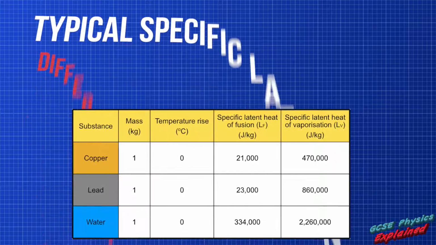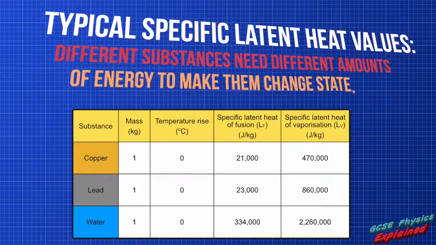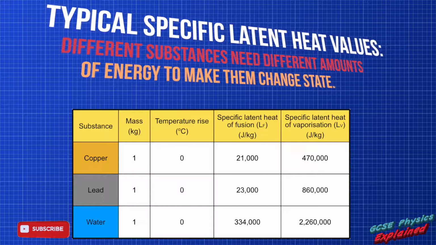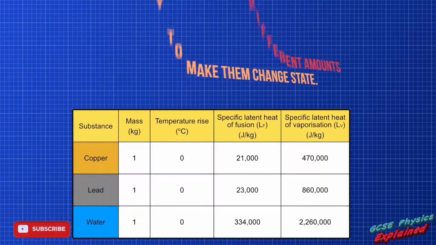Here's a table showing some typical specific latent heat values. You don't need to memorise the values, but it is important to know that different substances need different amounts of energy to make them change state.